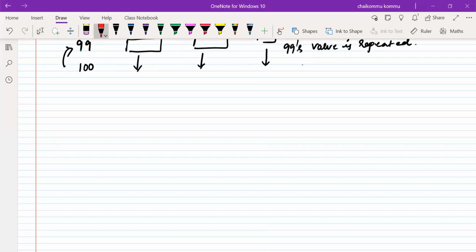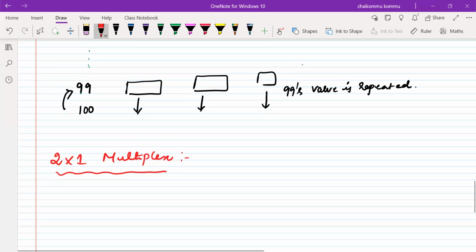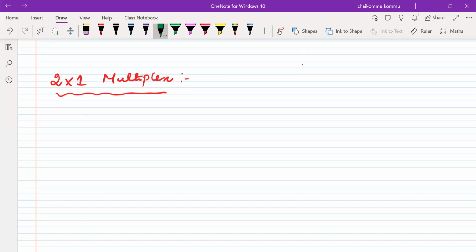So let us take an example of 2x1 multiplexer. Can you write the Verilog program for 2x1 multiplexer? So what the 2x1 multiplexer says that? So the 2x1 multiplexer is something like this.